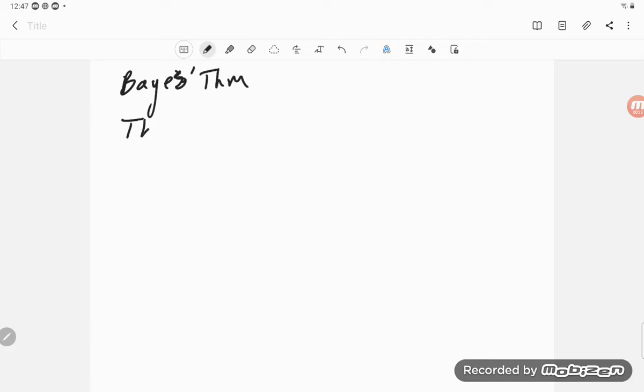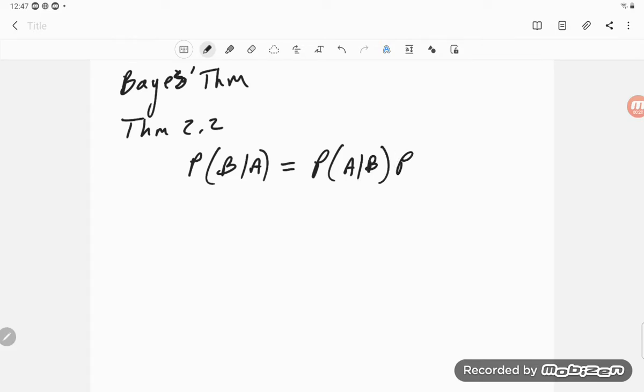This is Theorem 2.2 in the text, and it says that for events A and B, the probability of B given A can be written as the probability of A given B times the probability of B over the probability of A.